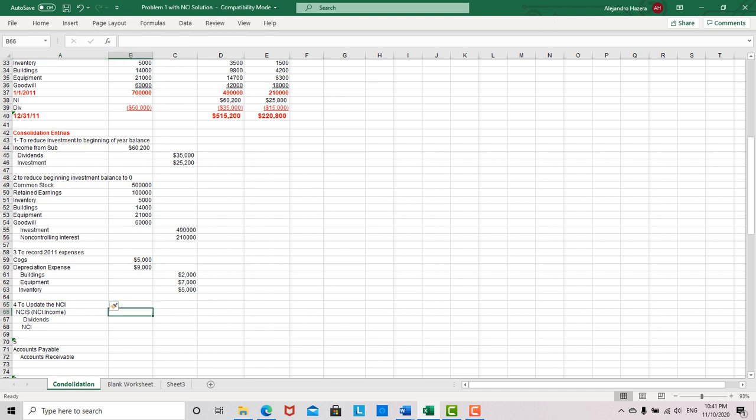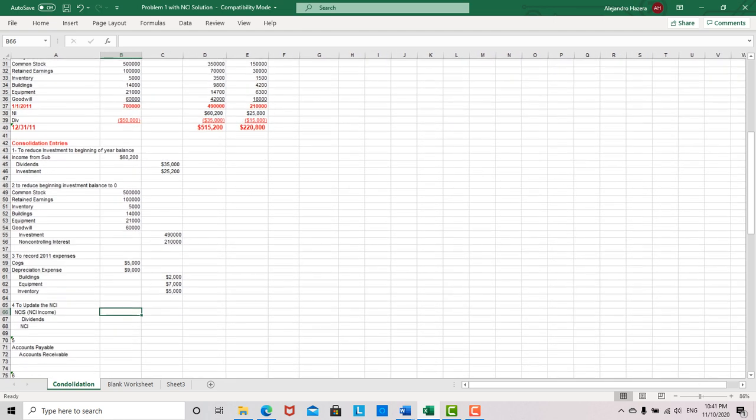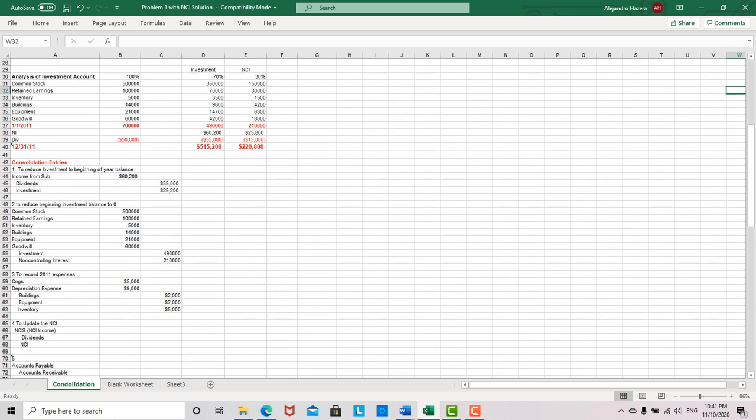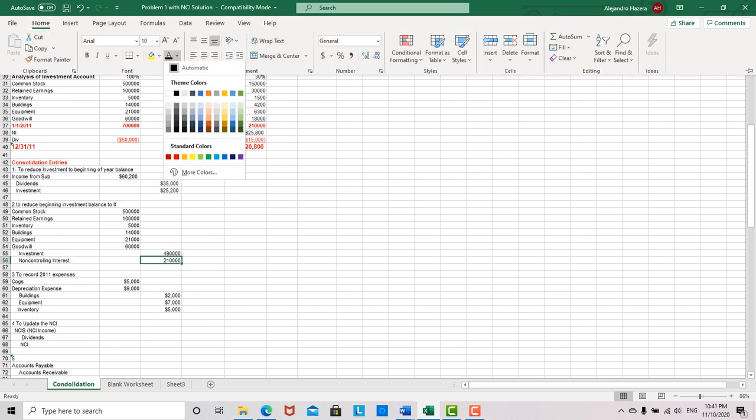Okay, to update non-controlling interest. And it's good that we have this table here once again. Shrink it down just a bit here. And what we're going to do here is deal with this row right here. The non-controlling interest, so far, is like equity in a sense. The non-controlling interest that we have established so far is your beginning non-controlling interest.